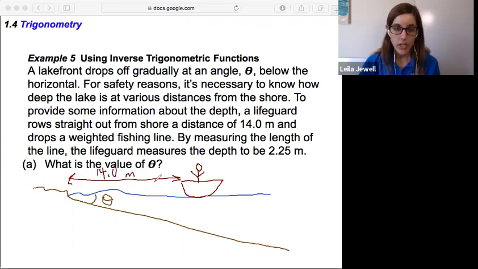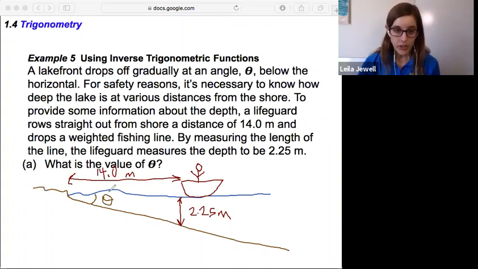meters. And at this point, it says the lifeguard drops a line, measures the depth to be 2.25 meters. So depth of water going straight down, that shows how deep it is, 2.25 meters. Awesome. This is the hardest part of the problem, was creating this picture. And so this is what's going to be a challenge in the homework. So I encourage you to be very deliberate in drawing pictures. It will help you out.